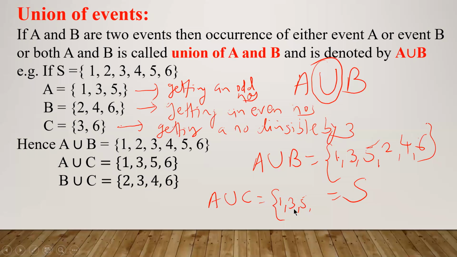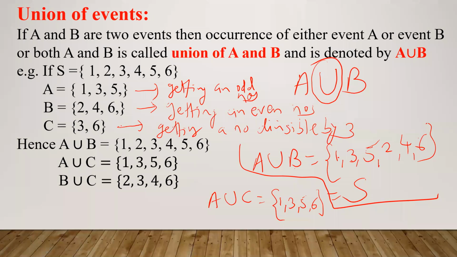3 I have already written here, so I will not repeat it. 6 has not been written here, so I will write 6. So what is my A union C? It is 1, 3, 5 and 6. What is the meaning of that?